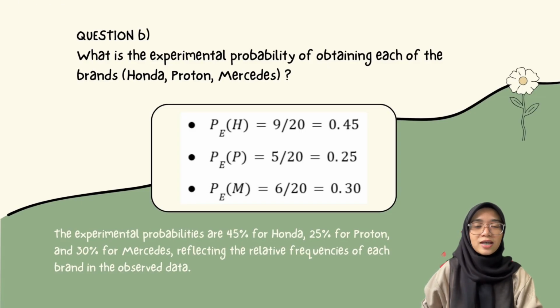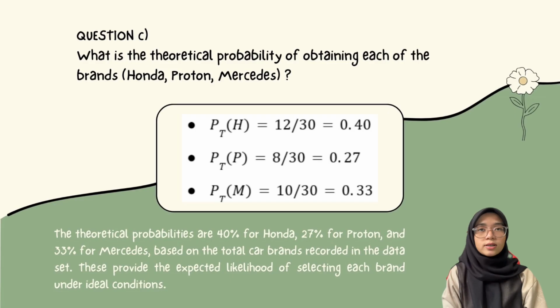0.3. So the experimental probabilities are 45% for Honda, 25% for Proton and 30% for Mercedes, reflecting the relative frequency of each brand in the observed data. Which means if we sum up the probabilities of all the car brands, 45%, 25% and 30%, we get 100%, which means the probability.